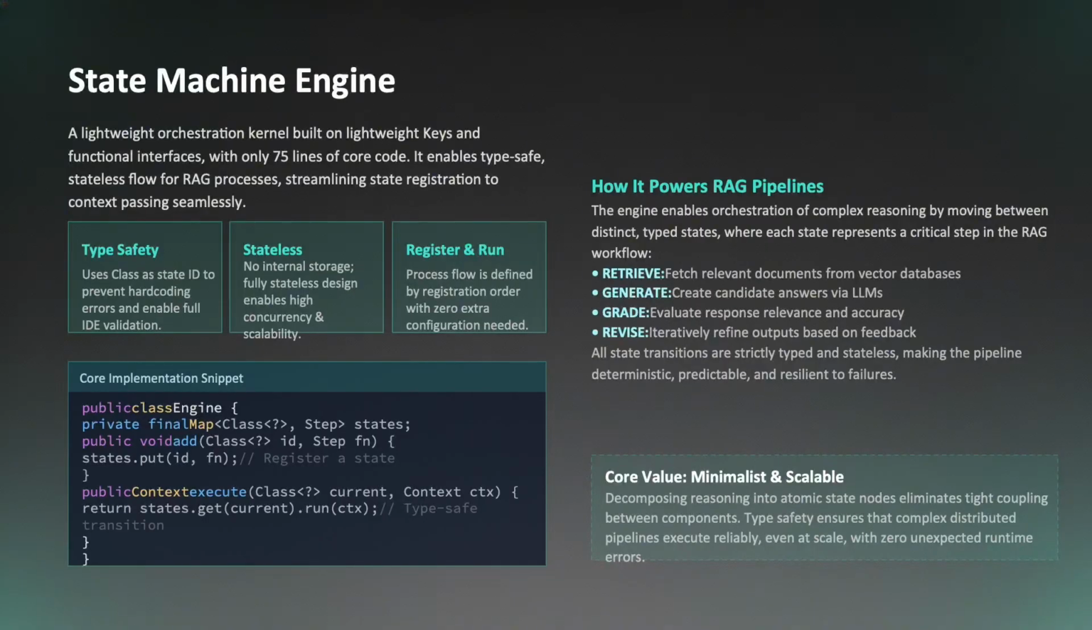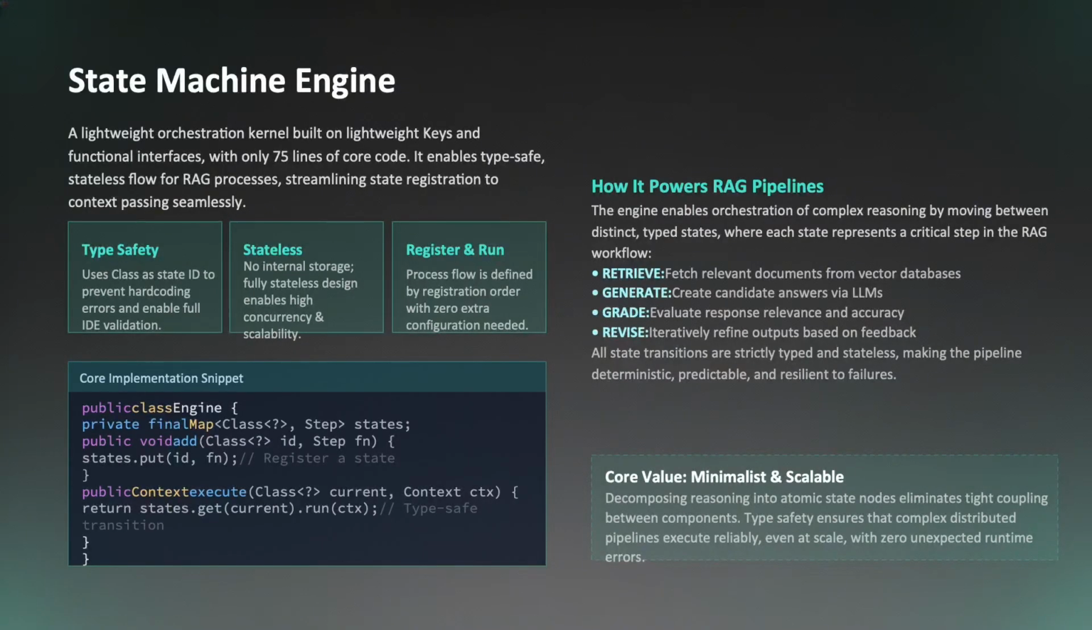The heart of M42's flexible pipeline capability is our lightweight state machine orchestration kernel, built with only 75 lines of core functional code based on generic keys and functional interfaces. It delivers fully type-safe, stateless RAG workflow execution, automating everything from state registration to cross-stage context delivery. Let me explain how it powers complex RAG pipelines.